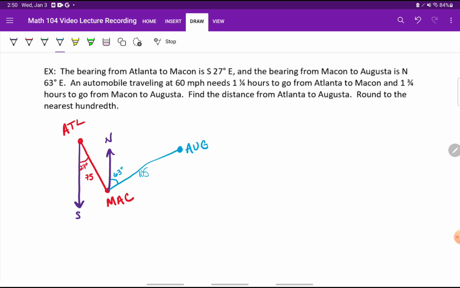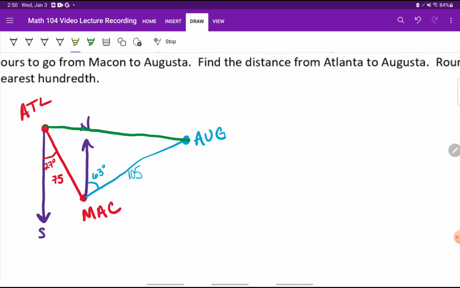And we want to find the distance from Atlanta to Augusta. Now we can see our triangle. We're trying to find this distance x. We know the other two sides of the triangle, so if we could prove that this was a right triangle, then we could just use the Pythagorean theorem. So we want to think about how we can prove that this is a right triangle.